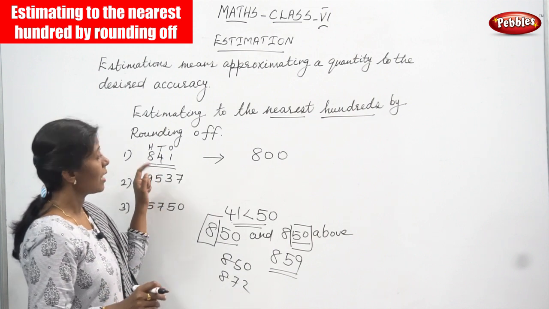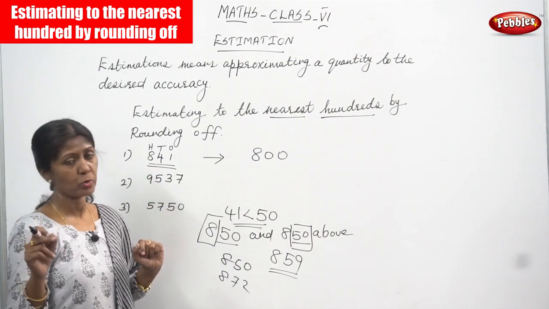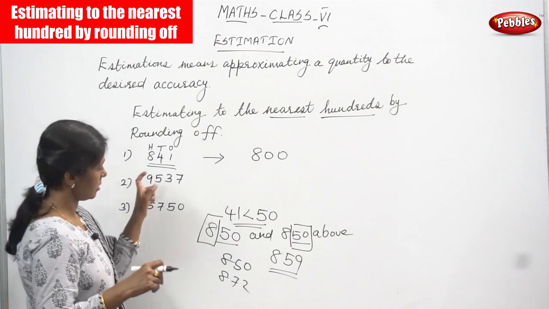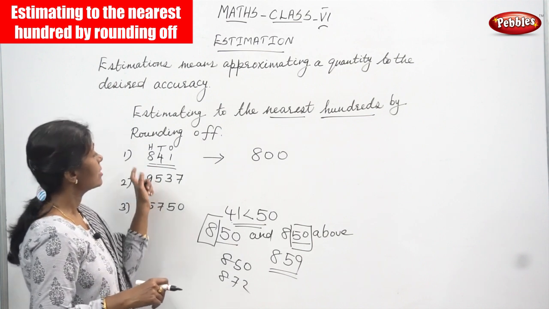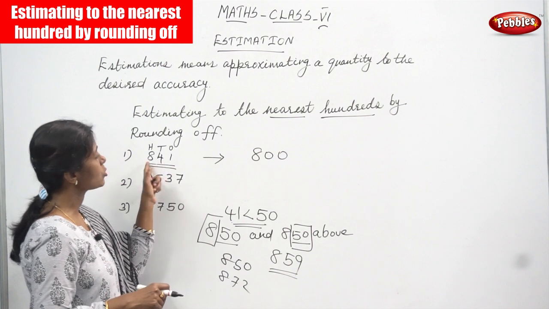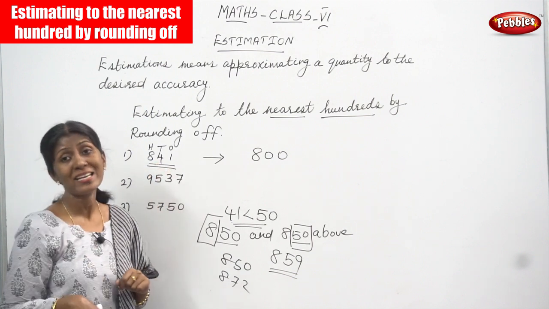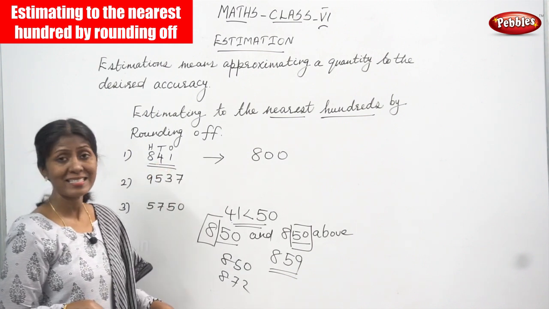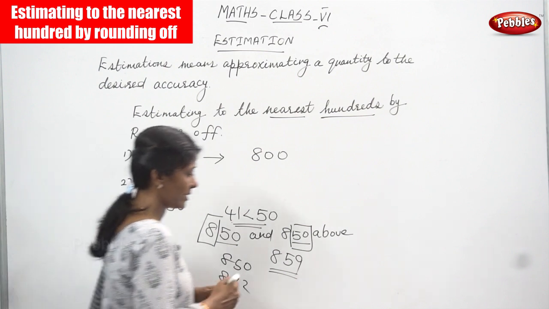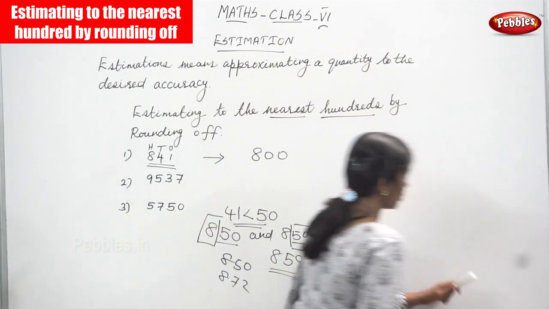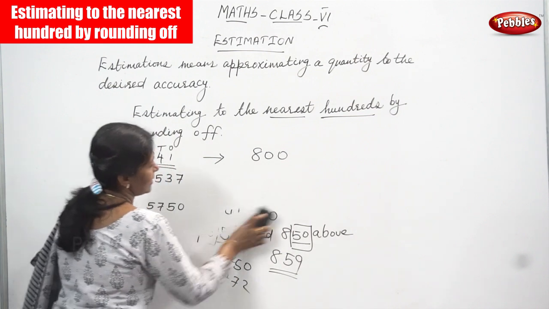So what are you going to do? 100 means you know there are 2 zeros. You have to write it. So rounding off to the nearest 100, these two digits, tens and ones, you have to put 0. That is what the nearest 100 is, 800. For this question, 841, nearest 100 is what? 800.